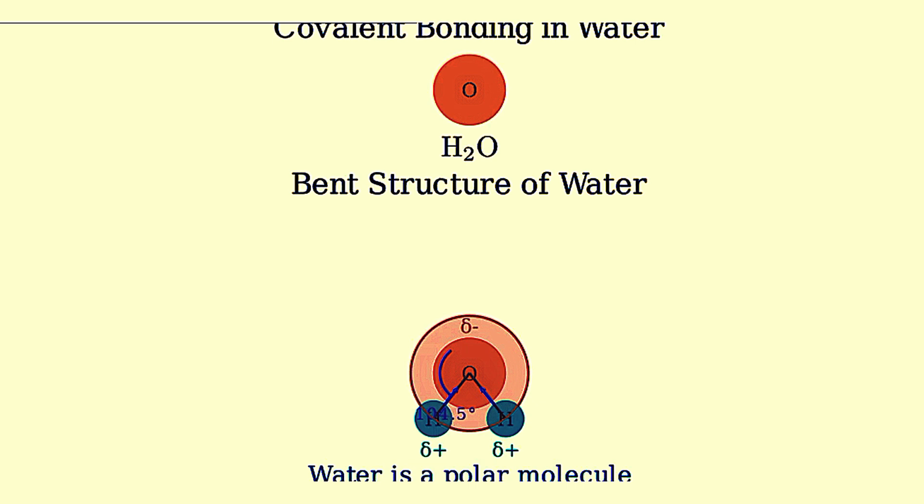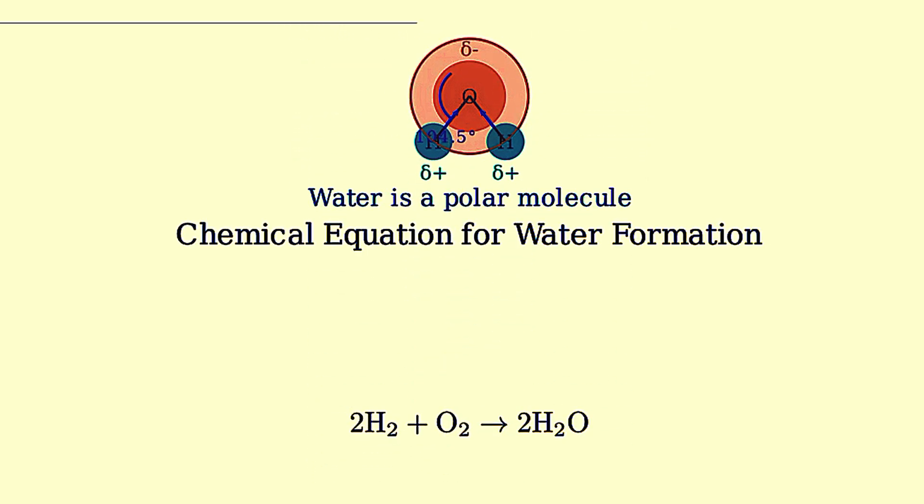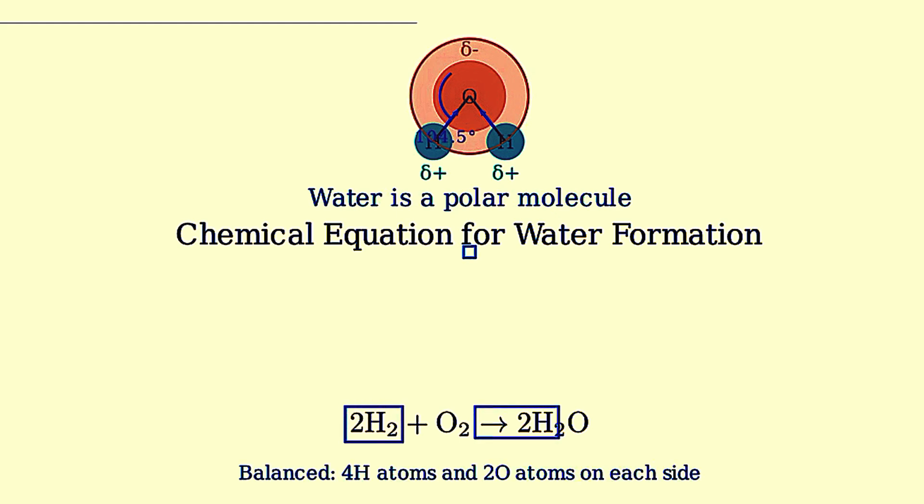In nature, water forms when hydrogen gas reacts with oxygen gas. The chemical equation for this reaction is 2H2 + O2 → 2H2O. Notice that we need 2 molecules of hydrogen gas for each molecule of oxygen gas to maintain balance in the equation. This ensures that we have the same number of atoms on both sides of the equation.